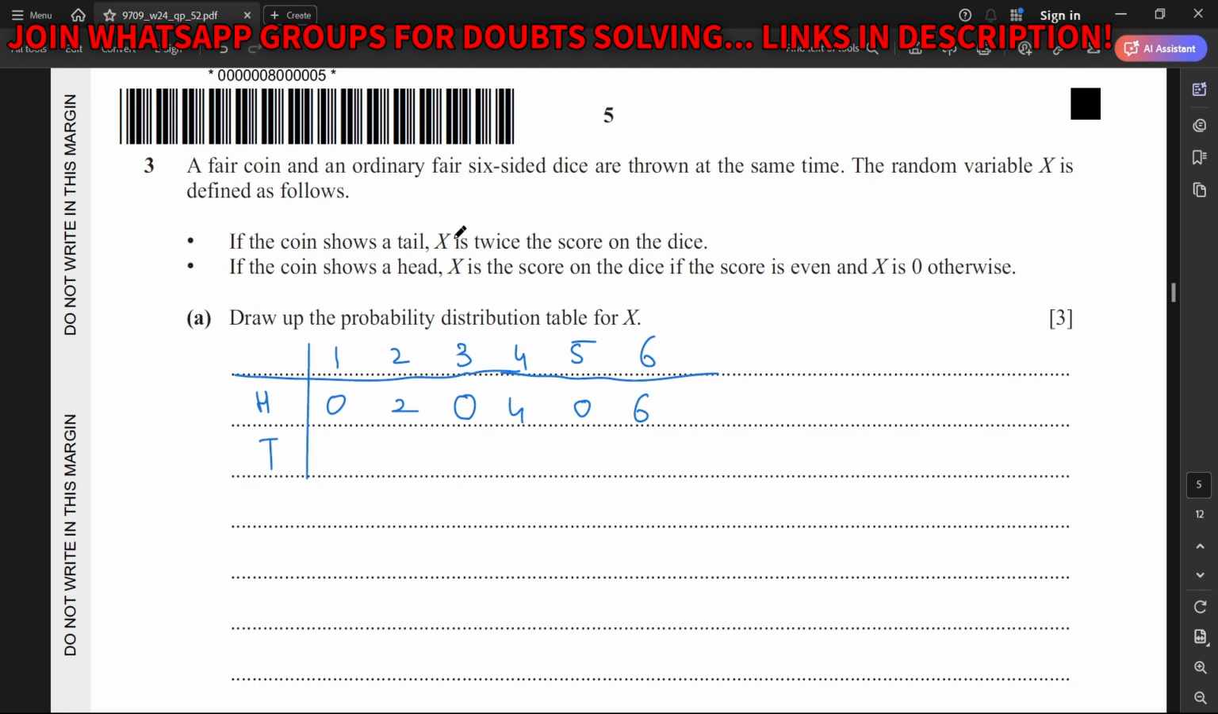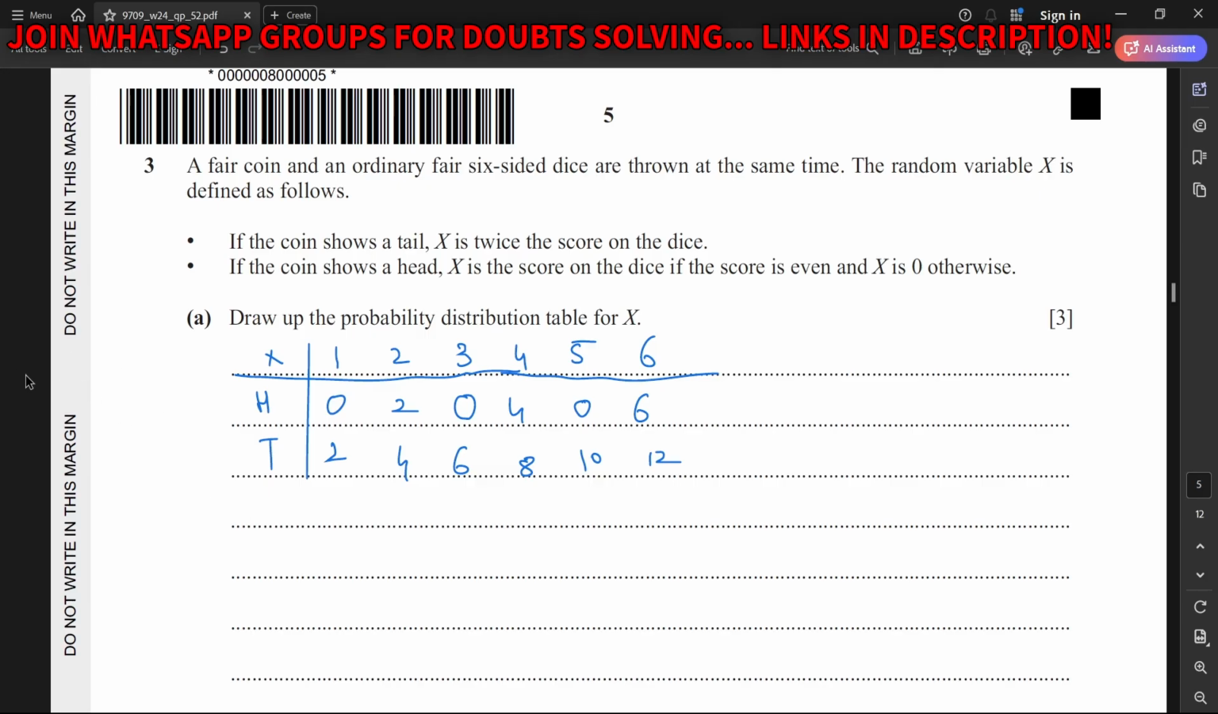And for the tail, the value of x is twice the score on the dice. So 1 into 2 is 2, 2 into 2 is 4, 2 into 3 is 6, then 8, 10 and 12. So these are the possible values of the x: 0, 2, 4, 6, 8, 10 and 12. And based on this, we're going to draw up the probability distribution table for the x.